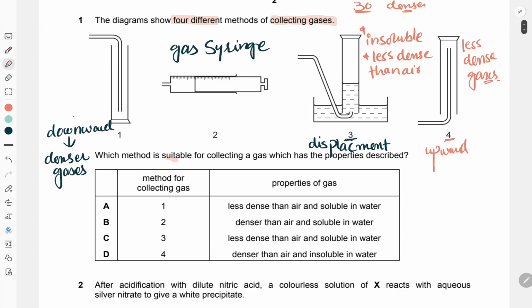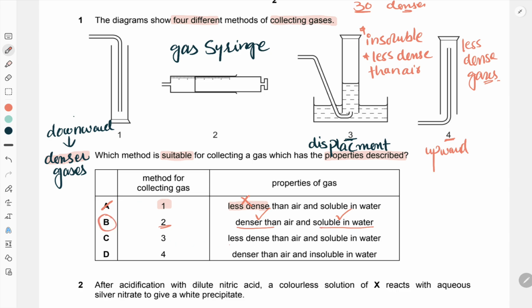Okay, let's see the options. The question is, which method is suitable for collecting a gas which has the properties described? Now option number 1, less dense. As we already discussed, this is downward delivery, so it is used for denser gases. So this is incorrect, option A. Number 2, denser than air and soluble in water. As already mentioned, a gas syringe can be used to collect denser gases, whether soluble or insoluble. So this is true, which means B is the correct answer.